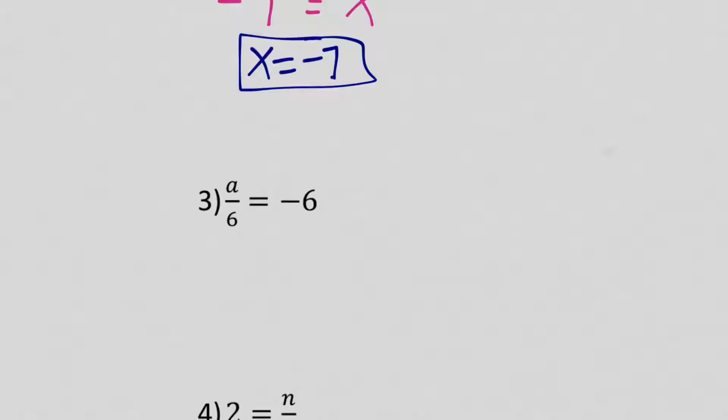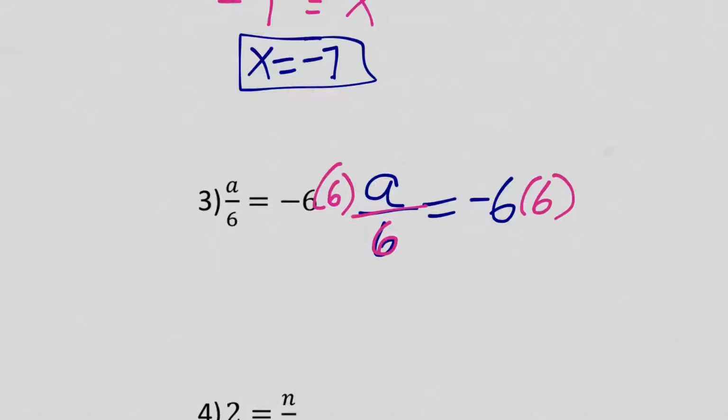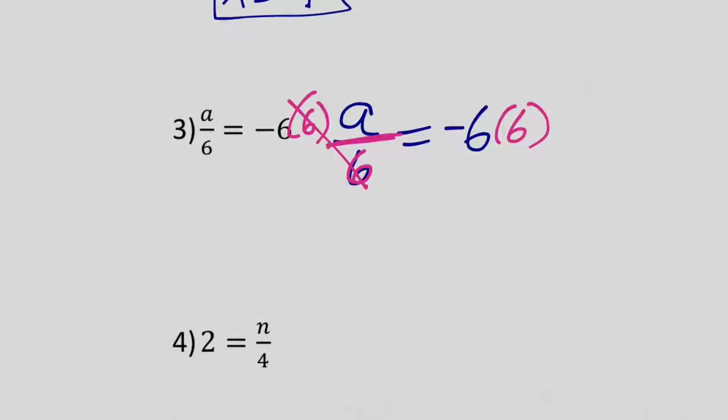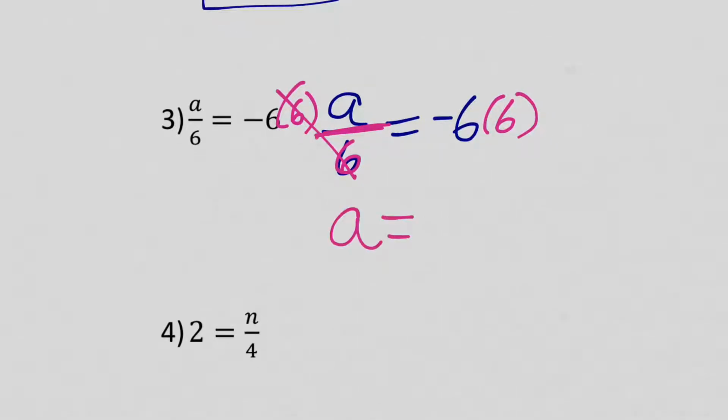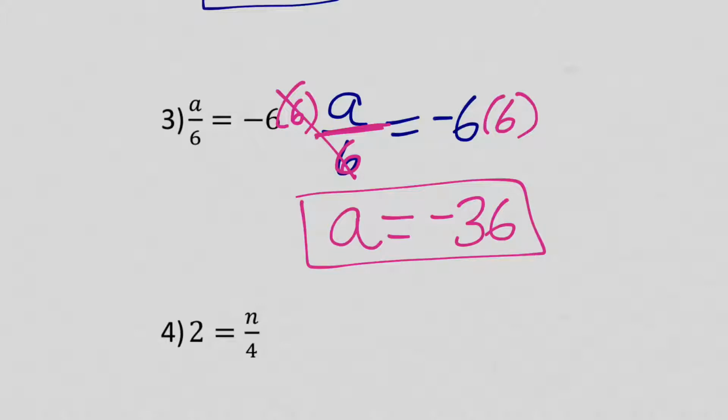Question 3, we're solving by doing the inverse. So the inverse of dividing by 6 is to multiply by 6, since I want to get the a value alone. So again, the opposite of dividing is to multiply. So these 6 cancel out, and I'm left with a equals negative 36. A positive times a negative is a negative. That's why the answer is negative.